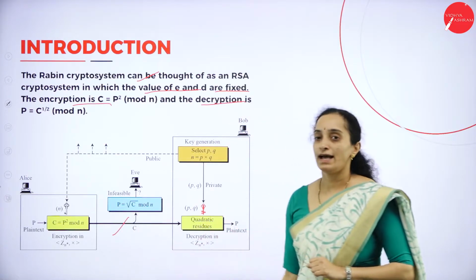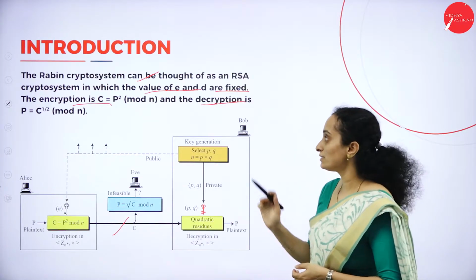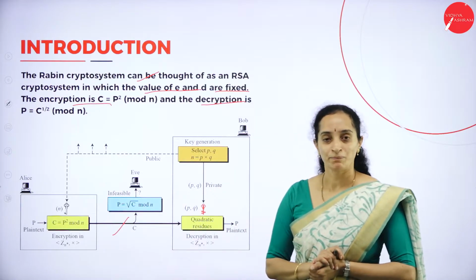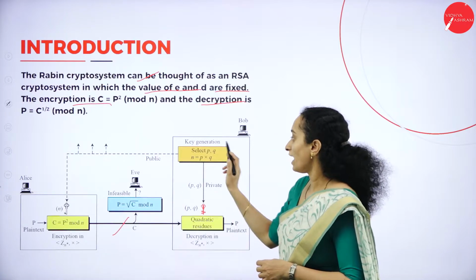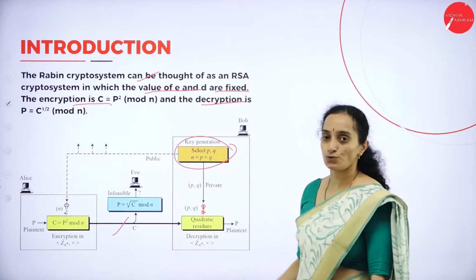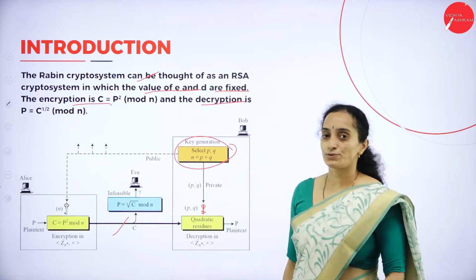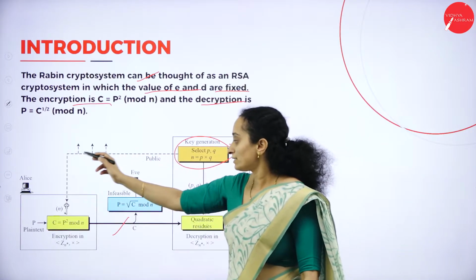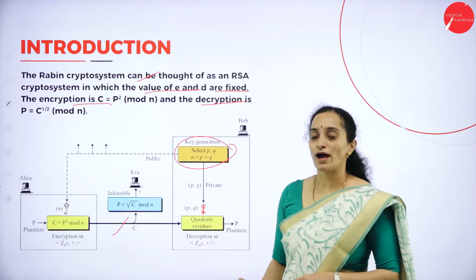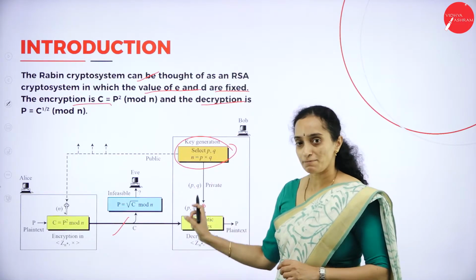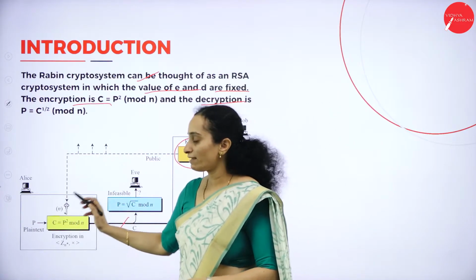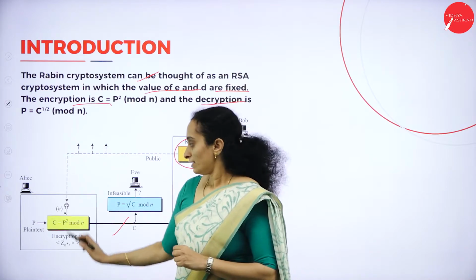Here we have a diagrammatic representation of how the Rabin cryptosystem can be implemented in the security model. In the key generation process, P and Q values are selected and multiplied to get n. This n will be provided as the public key, while P and Q act as the private key. The public key will be given to the receiver.